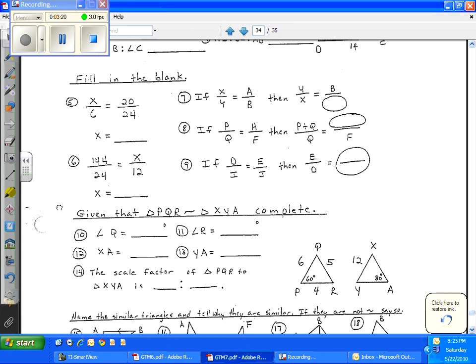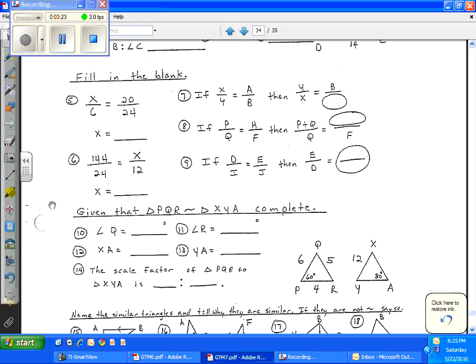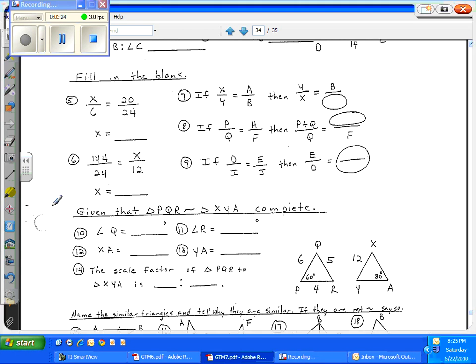All right, the next section is dealing with proportionality. To solve a proportion, we can cross multiply. You could make equivalent fractions also. If you cross multiply, you're going to have 24 times x, 24x, equal to 6 times 20, which is 120. You would then divide both sides by 24, and you get x equals 5.